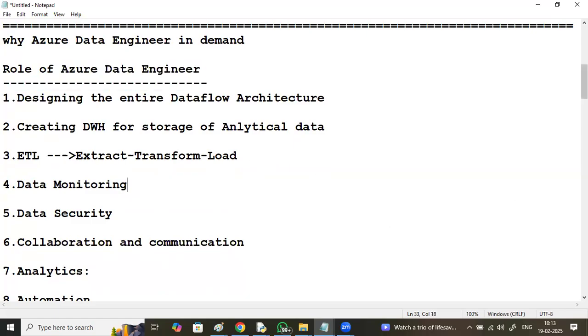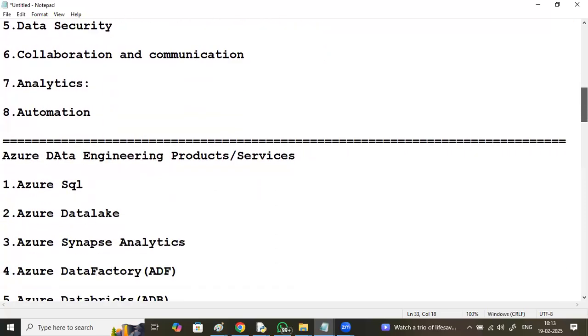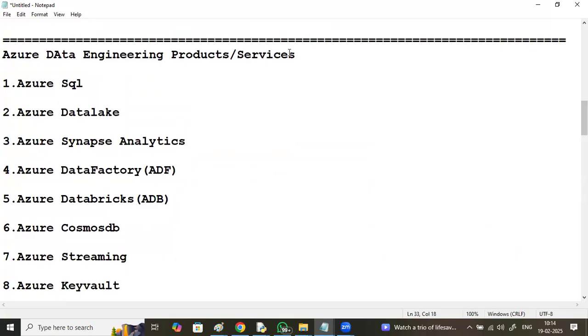If I talk about data engineering products or services, what are the cloud services we get for this data engineering side, which will be mostly used in our pipelines? Azure SQL is a simple RDBMS database for OLTP, online transactional processing. Azure Data Lake is a kind of file system storing data in the form of files. Azure Synapse Analytics is for data warehousing, for big data operations, for analytics, for batch processing, for batch applications.